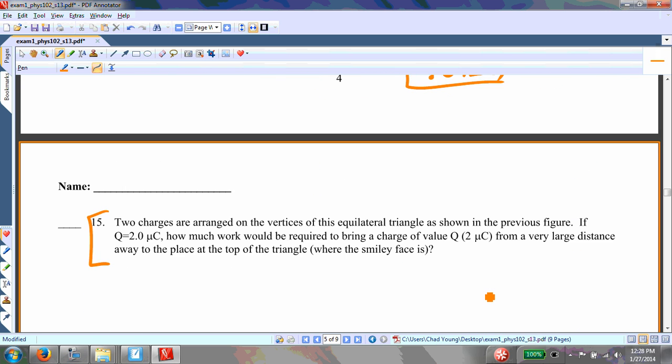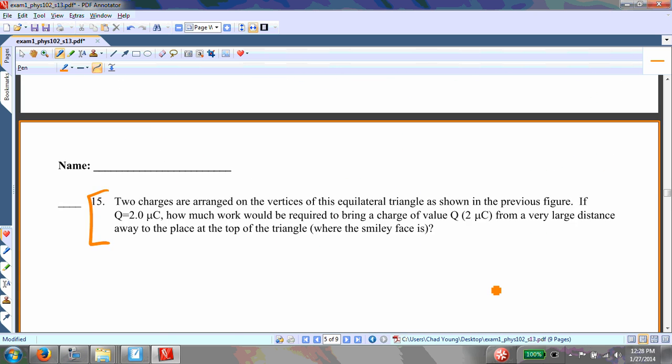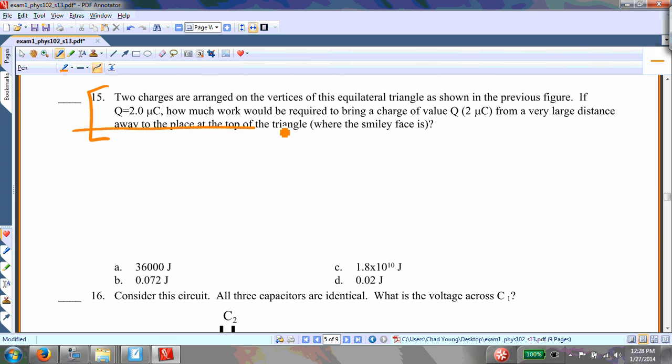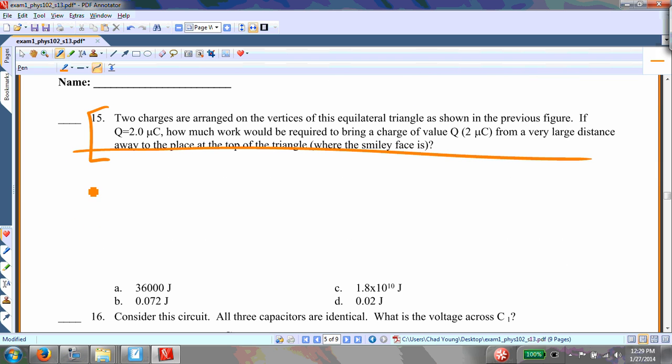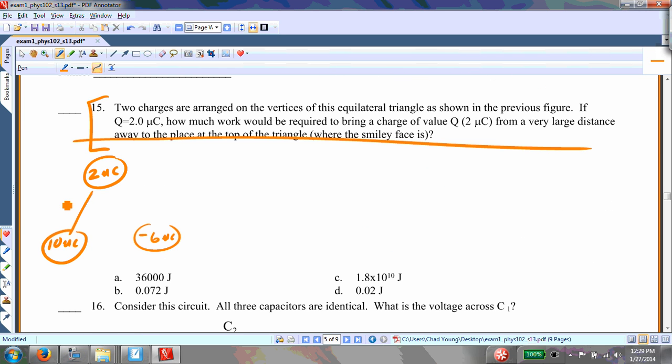Now let's say that instead I wanted to assemble all 3 charges. So I have 2, 10, and minus 6. This is separate from 15, but this is an example like it's in your quick test. Let's say that I had 2 microcoulombs, 10 microcoulombs, and negative 6 microcoulombs. I want to assemble these charges, and they're all 1 meter apart. So this distance is 1 meter, 1 meter, and 1 meter.